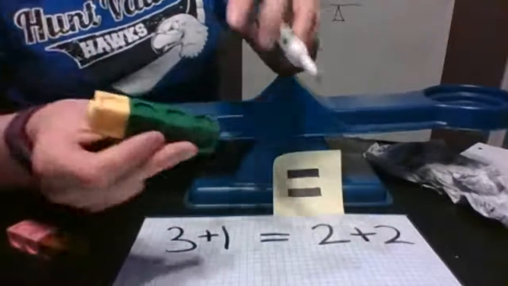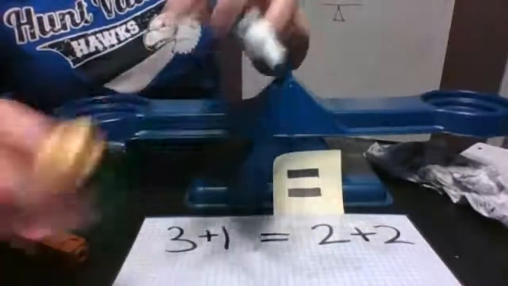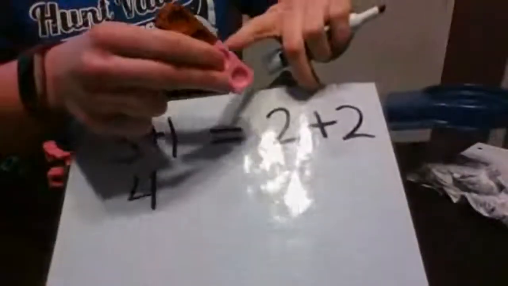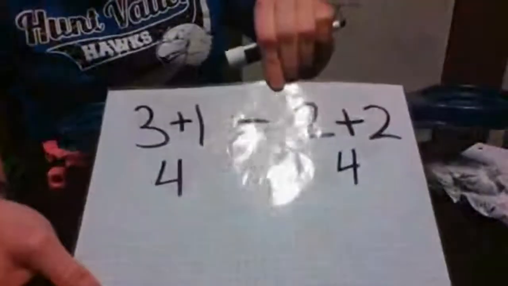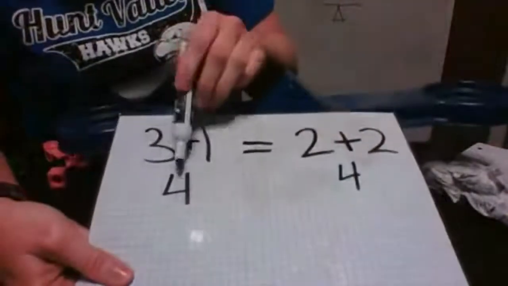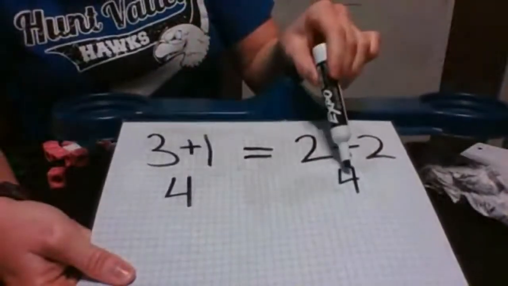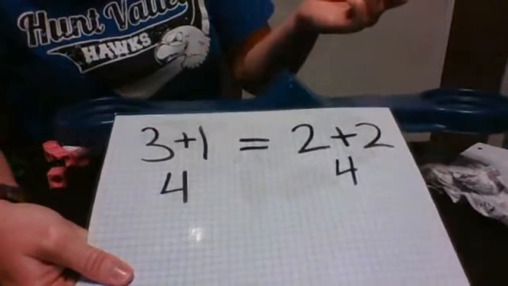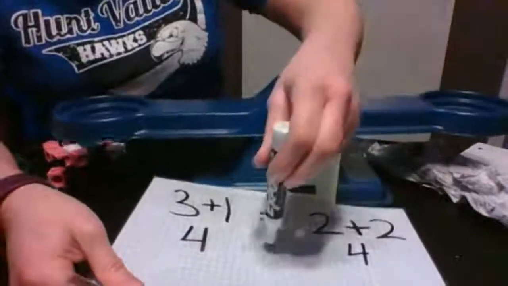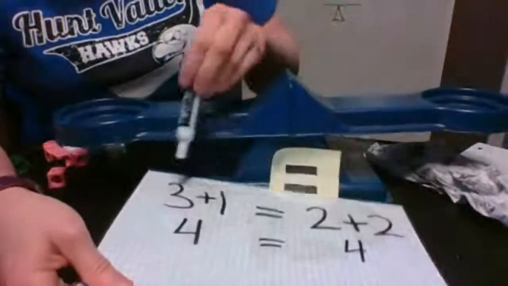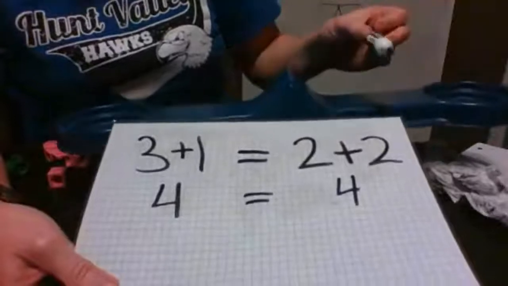So when I had 3 plus 1, that's 1, 2, 3, 4. So this side is equal to 4. And on this side, 2 plus 2, 1, 2, 3, 4, also 4. So if I'm going to be writing out my equations, I like to write out the numbers on each side because that helps me tell, because 4 and 4, they're the same number. So the same number's got to be equal to itself. So if 3 plus 1 is 4, and 2 plus 2 is 4, and 4 and 4 is equal, that means that 3 plus 1 is equal to 2 plus 2.